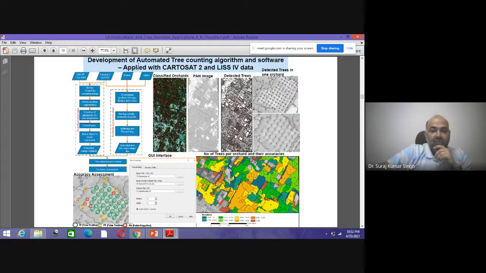So development of an automated tree counting algorithm and software using Cartosat-2 and Landsat-4 data sets. So GIS not only helps you to map the total area, you can calculate the exact number of trees automatically using various algorithms. So in the current study, we'll be taking Landsat data, we'll be taking Cartosat data.